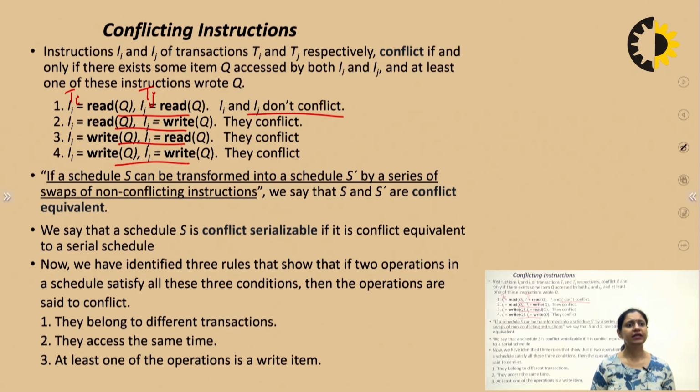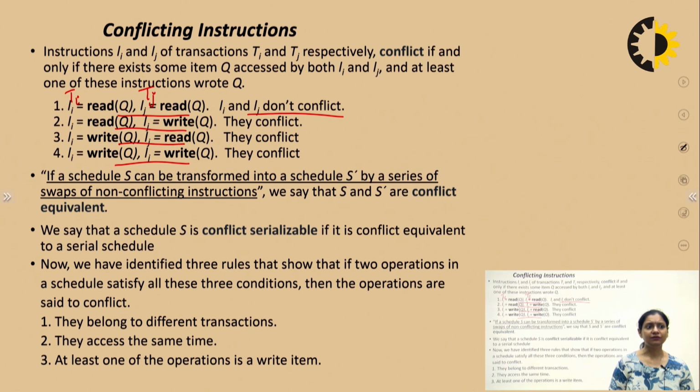But if one transaction is performing a read and the other transaction is performing a write, they conflict. It could be read first and then write, or write first and read later. Even if both are write operations, it will conflict. So if a schedule S can be transformed into a schedule S dash by a series of swaps of non-conflicting instructions, then we say that S and S dash are conflict equivalent.